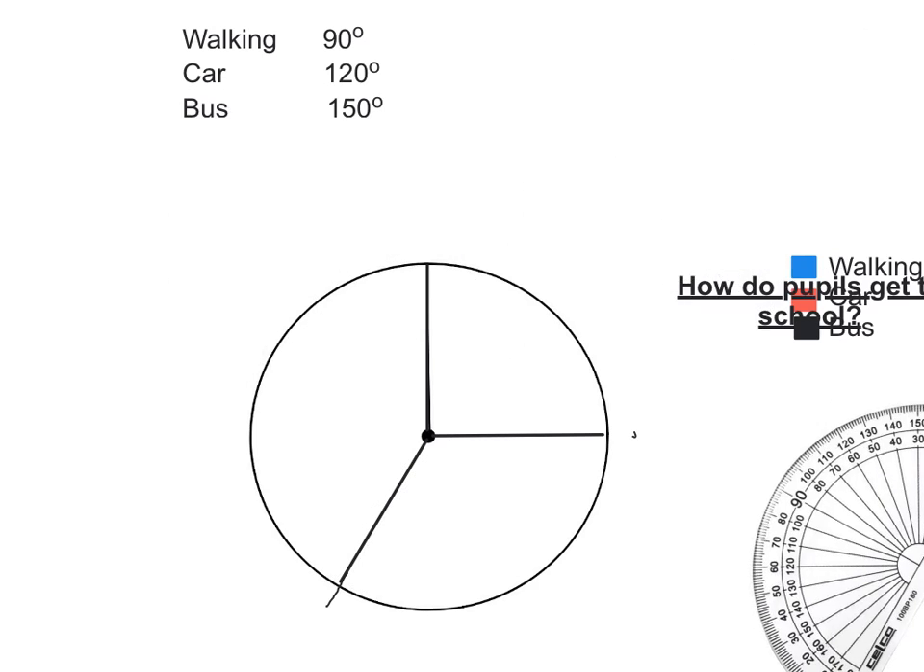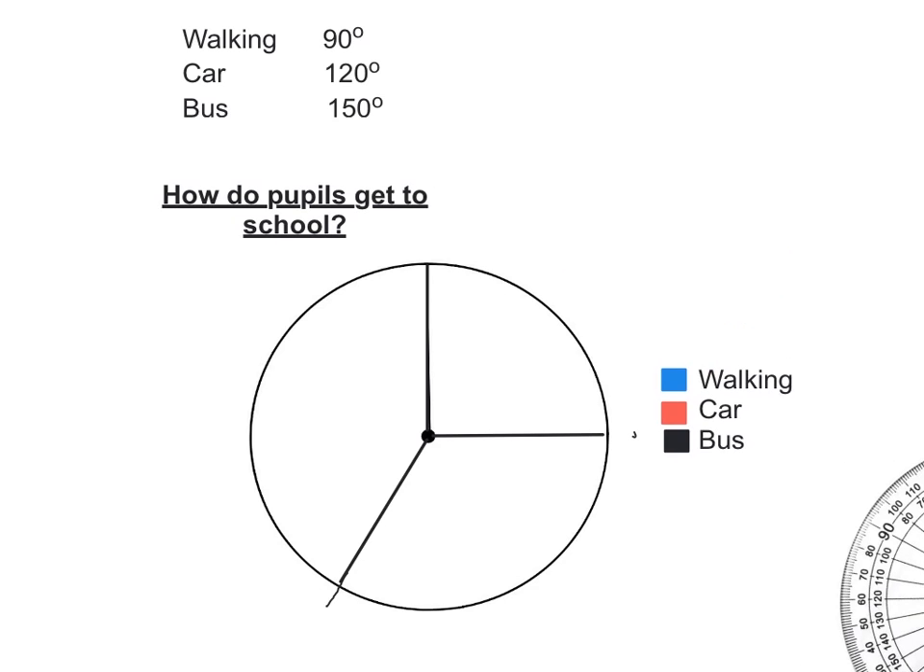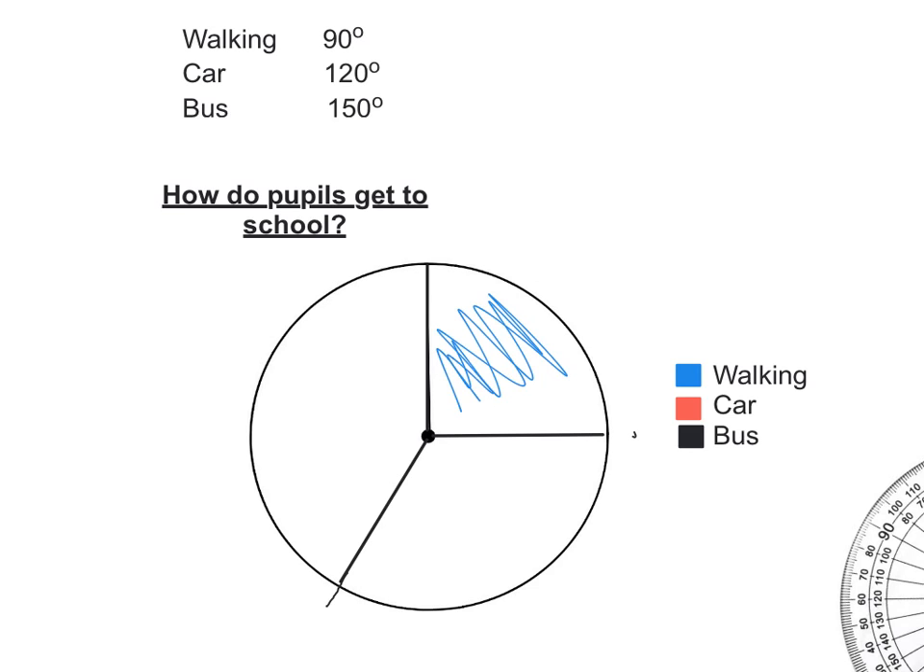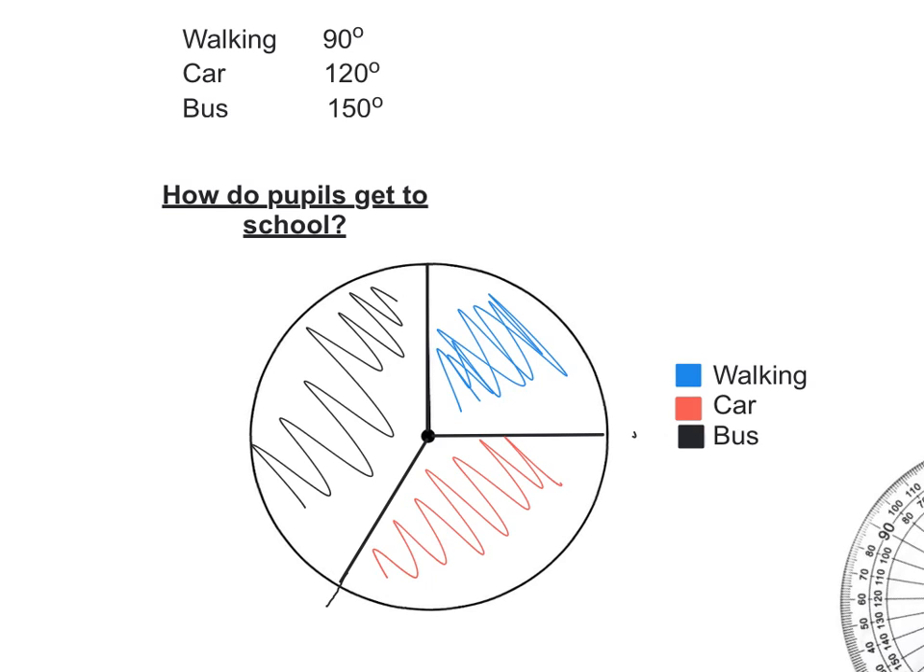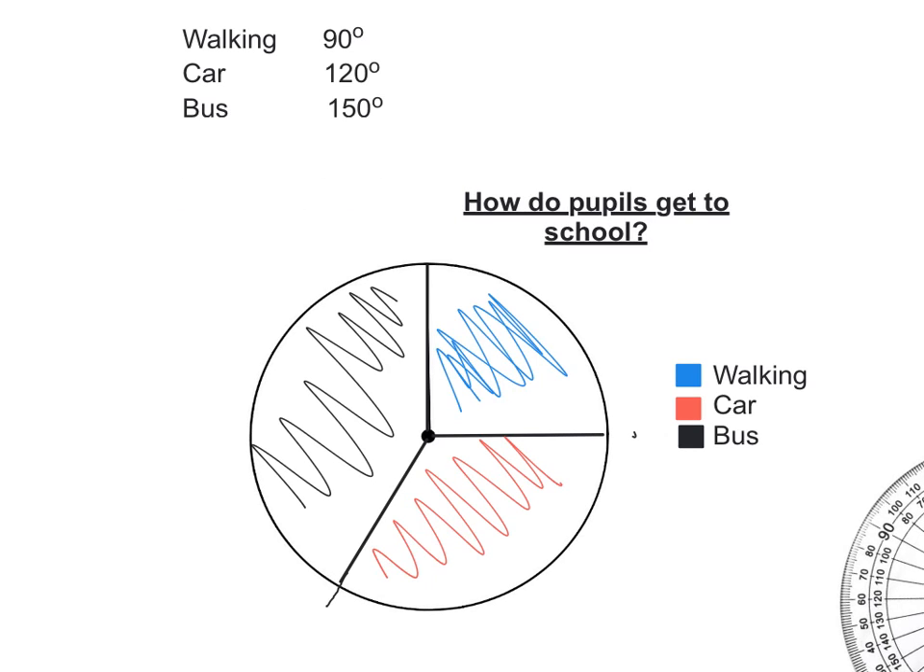So let's put in our title. Let's put in our key, and then you would need to colour in each of these in the appropriate colour. So this would go to blue, this is car, and this is bike. So just putting everything there. There is my pie chart.